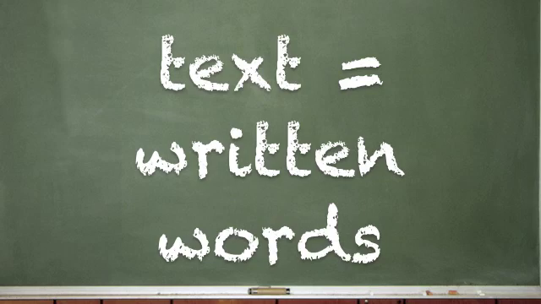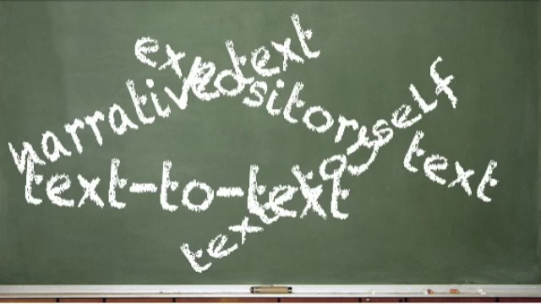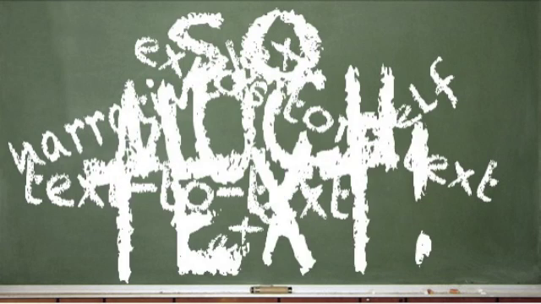Text really just means written words. So a text message is a message sent using written words, whereas maybe a voice message is a message using your voice. Got it? Great. In school, when you hear text, they're talking about the written words in books. You'll probably hear the word text a lot in school. Narrative text, expository text, text-to-text connections, text-to-self connections, so you might as well learn what it means, right?